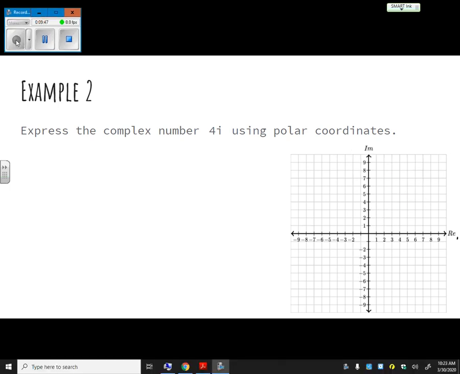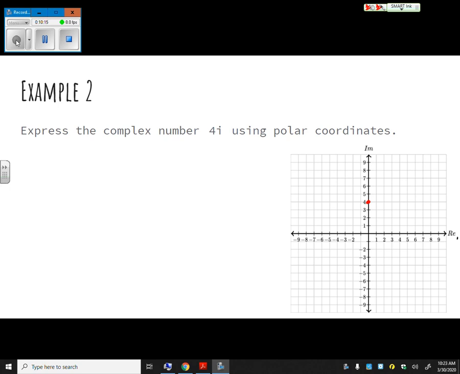So let's put this to work in example 2 and express the complex number 4i using polar coordinates. Now, I put a graph out here. You're more than welcome to use a graph to help you solve these. I see that 4i would just be straight up here. I don't have a real part to 4i, so I didn't go anywhere on the real axis, and I just went straight up 4 units for 4i.